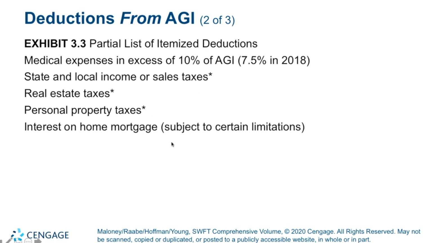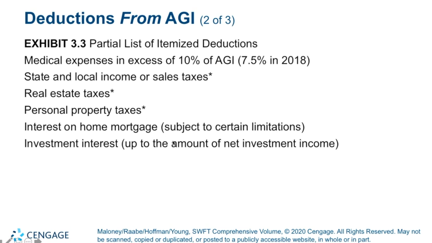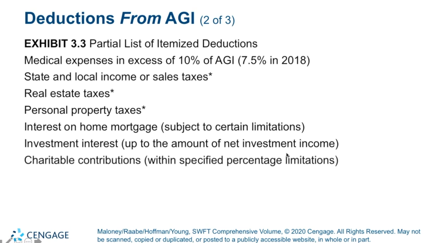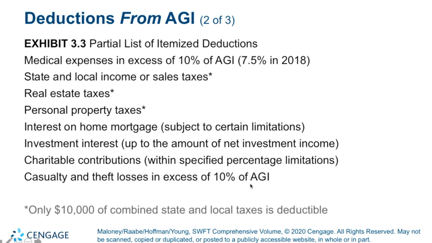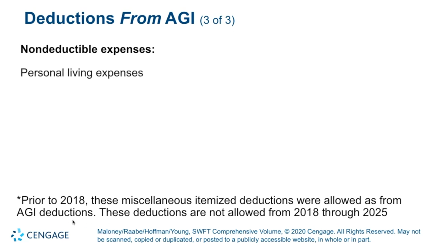Interest on home mortgage, so if you pay a mortgage, the interest. Investment interest. Charitable contributions within some fairly high limitations. Casualty and theft losses, but only greater than 10% of your income, and only $10,000 of combined state and local taxes is deductible, and that's a big reason why people are no longer qualifying.